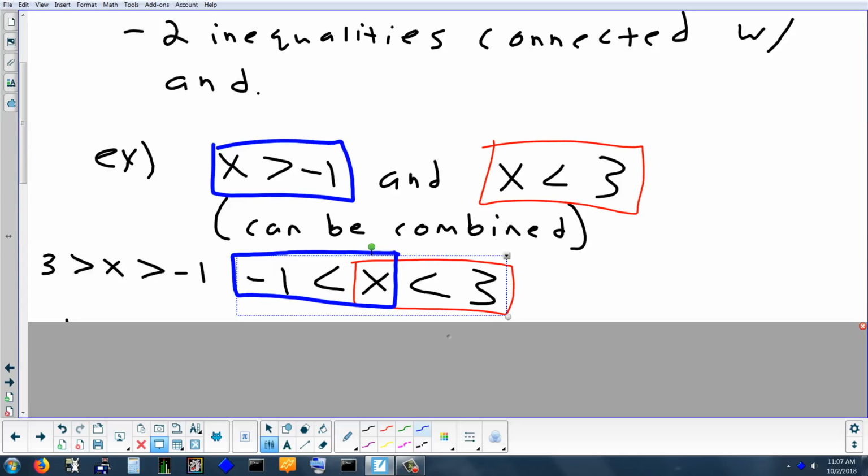So now you're saying x is greater than -1. That part's right there. And here's the other part. X is less than 3. Okay. Or 3 is greater than x. Means the same thing. Okay. So when you have a conjunction, think of the word and. It's there, but it's invisible. Okay. You don't see it anymore when you combine it all together.